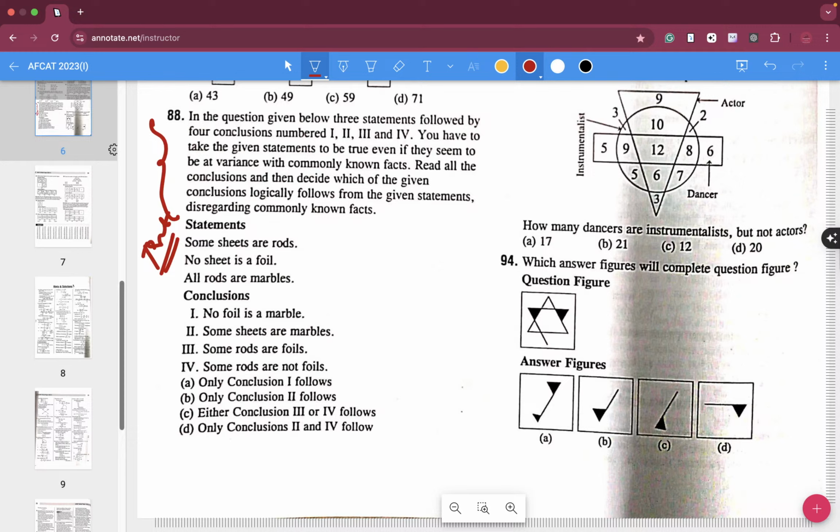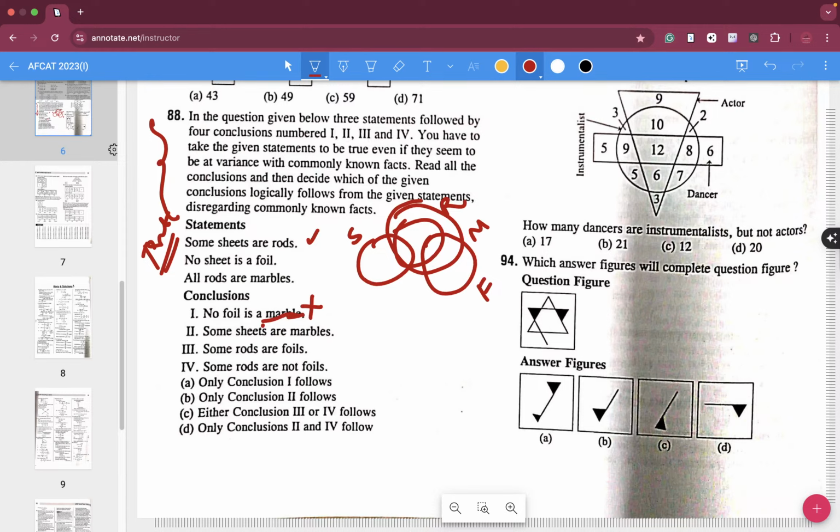So it's a normal Venn diagram type of question. Now they are saying some sheets are rods, no sheets are foil, and all rods are marbles. If no sheets are foil, foil could be placed separately like this. The first option says no foil is marble. Can we conclude that? We cannot conclude it.